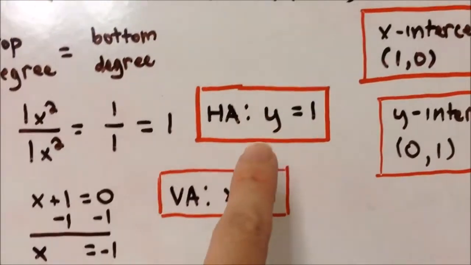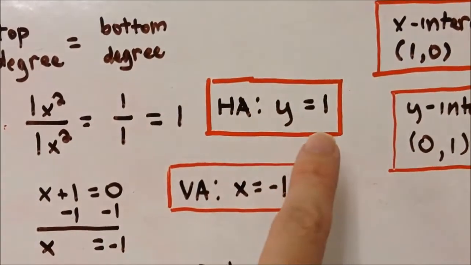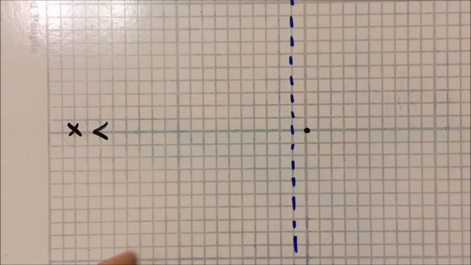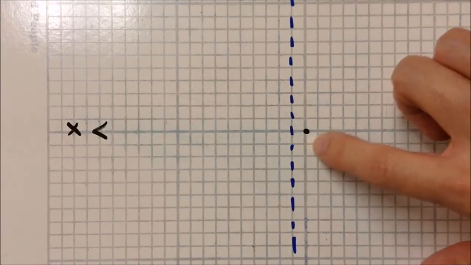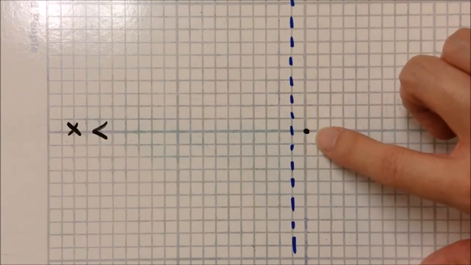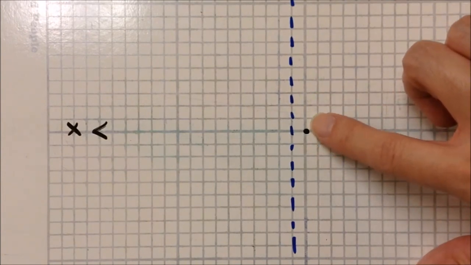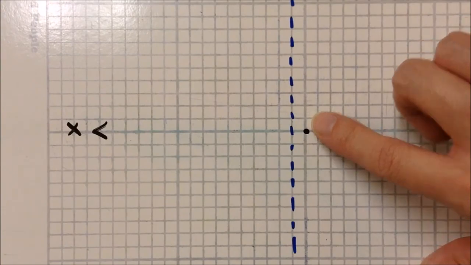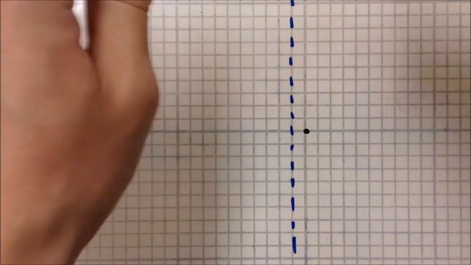And then we have a horizontal asymptote at y equals 1. So on the y-axis, here's the origin and here's the y-axis. At y equals 1, right there, that's the horizontal asymptote, so a horizontal line.